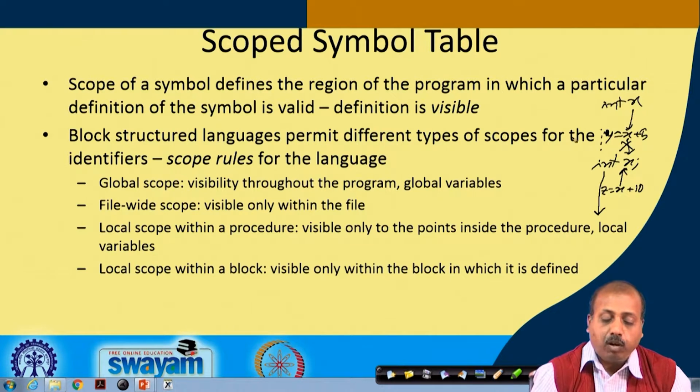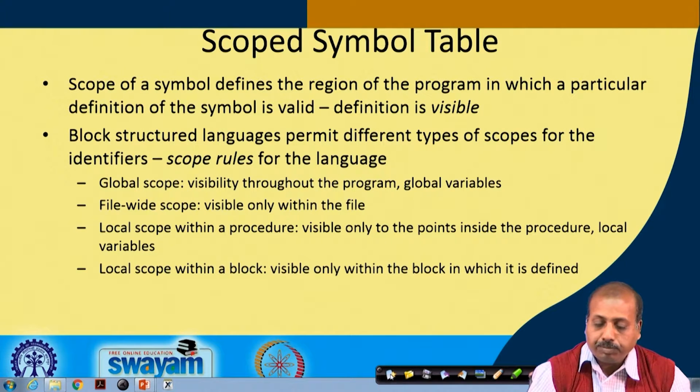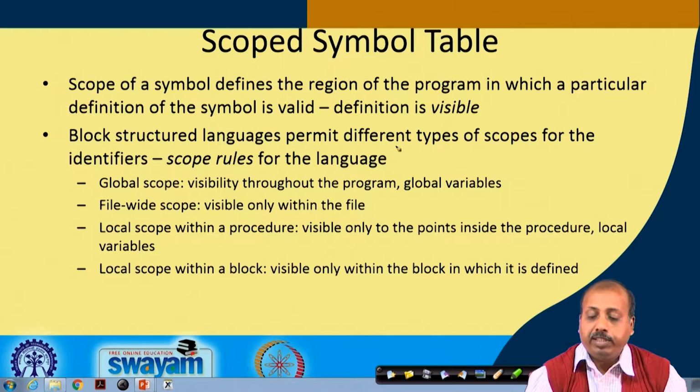These block structured languages permit different types of scopes for the identifiers, known as the scope rules for the language. One is called global scope, and the visibility is throughout the program. That is the global variables, and almost all the programming languages allow these global variables. So, they are visible throughout the program.